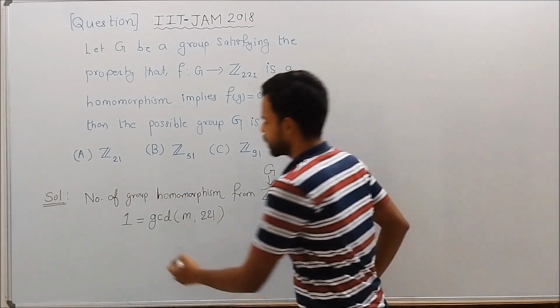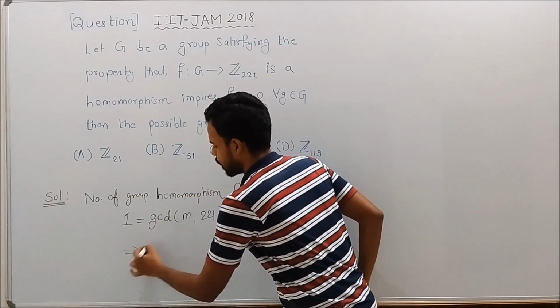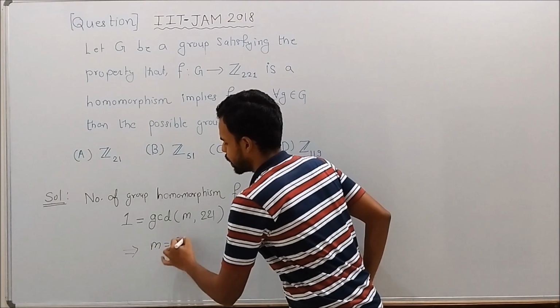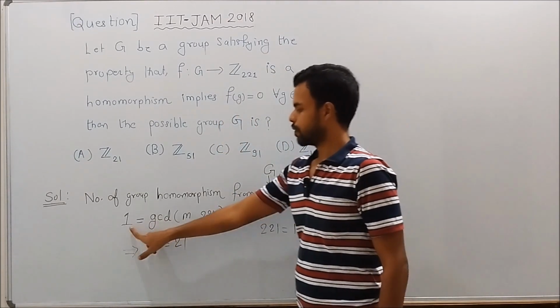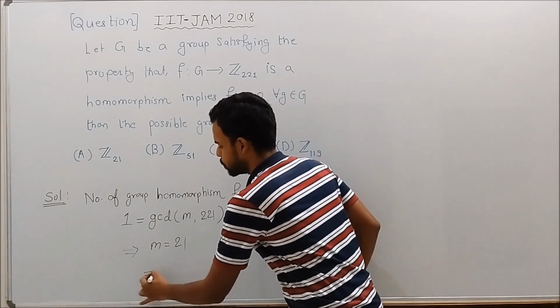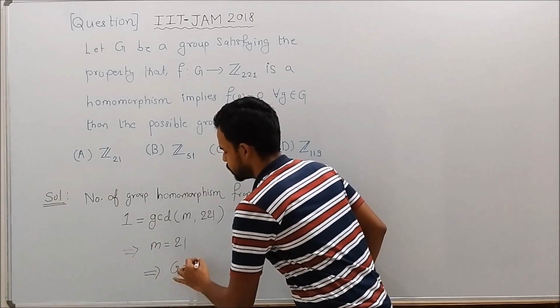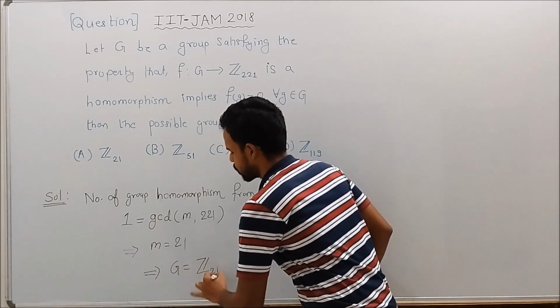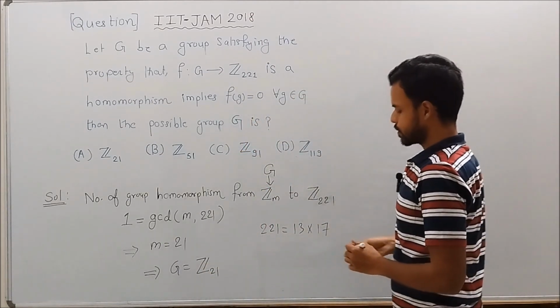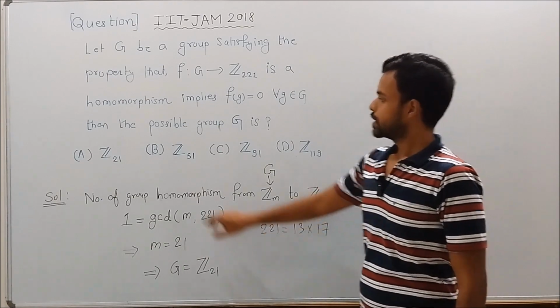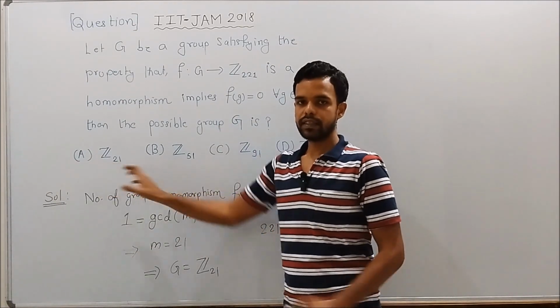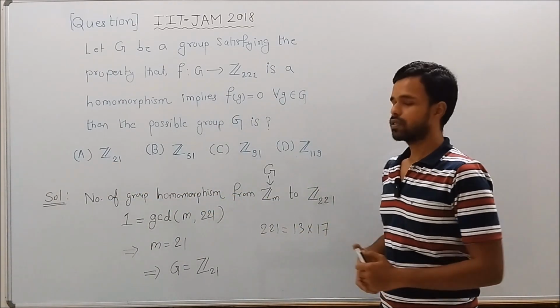Clearly this implies m equals 21, because GCD of 21 comma 221 is 1. So the given group G is Z21, and the answer is option A. This is the first method of how to solve this question.